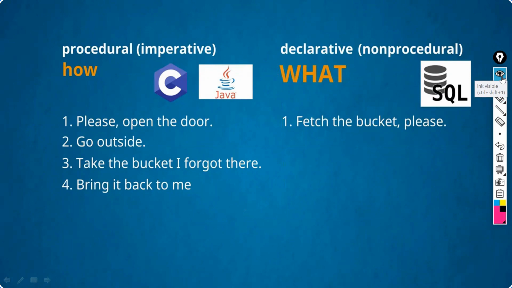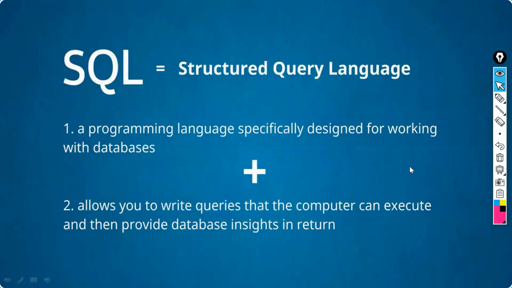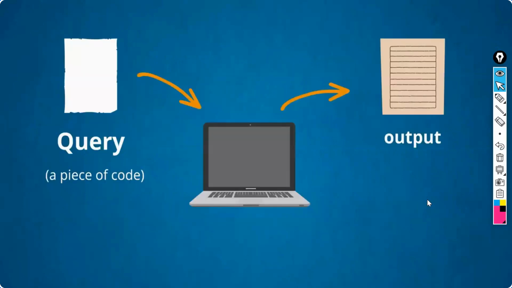So this is the difference between the procedural language versus declarative language, where SQL is a language designed for working with databases, where you write the queries and the queries will be executed. It just takes the query. A query is like one line of code or two lines of code.